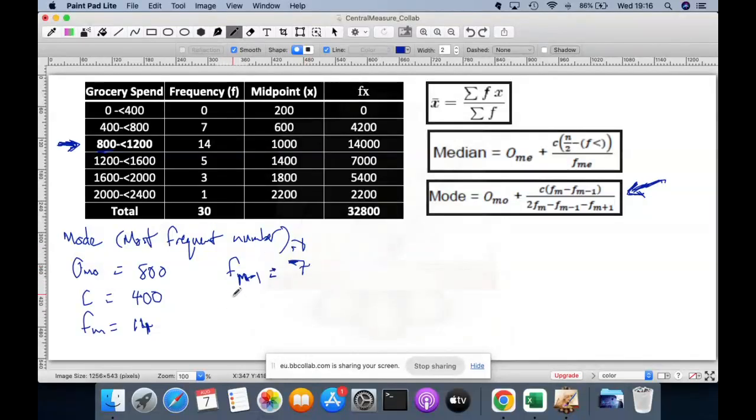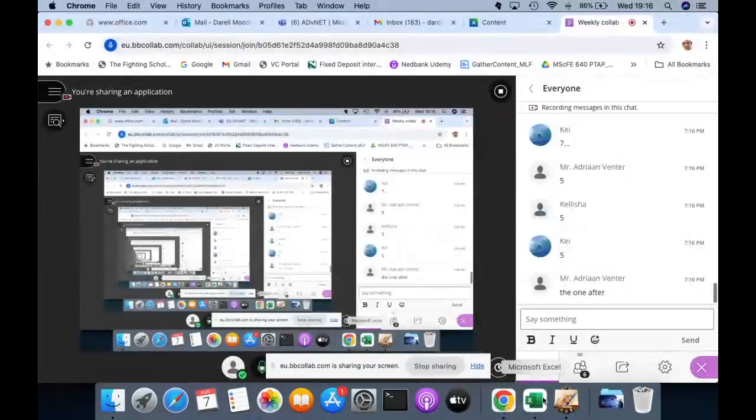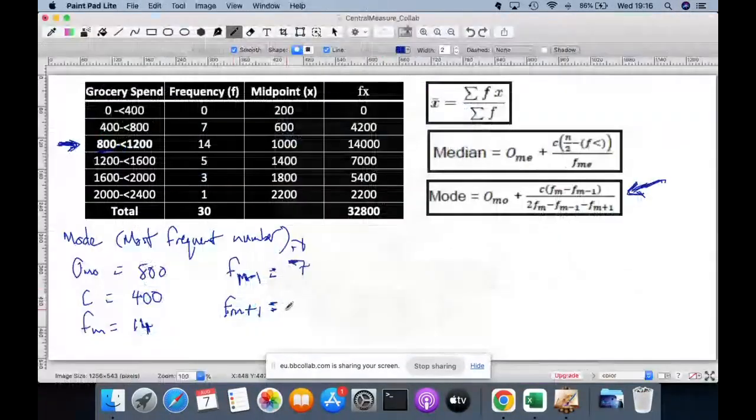If f_m minus 1 is the frequency of the interval before, what do you think f_m plus 1 is? Anyone want to take a guess on the value? Well done. Yes, excellent. It's the interval after. So that's 5. Nicely done, everyone. That's pretty much all the symbols you need, because the denominators use the same symbols. You're just combining them together. So you have everything you need to plug into this equation.